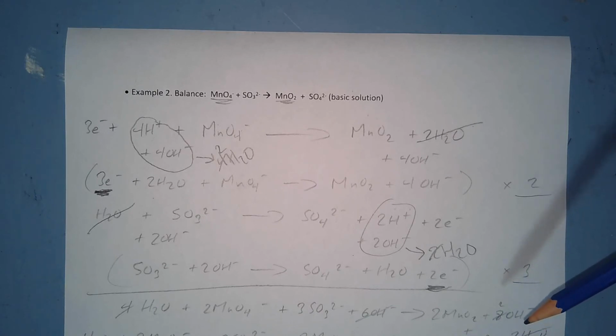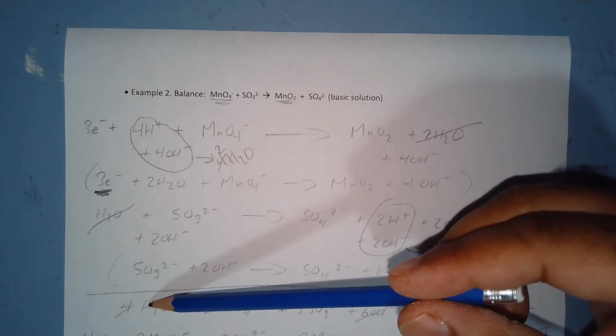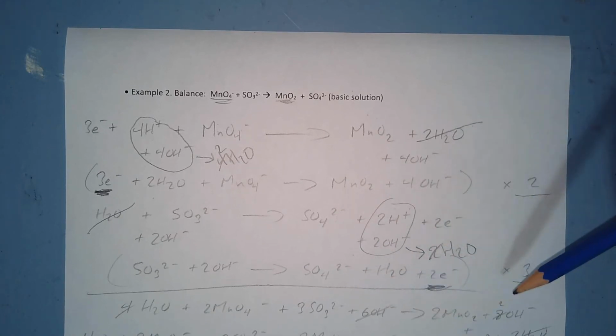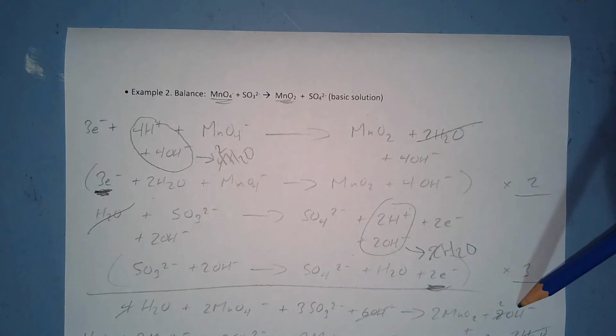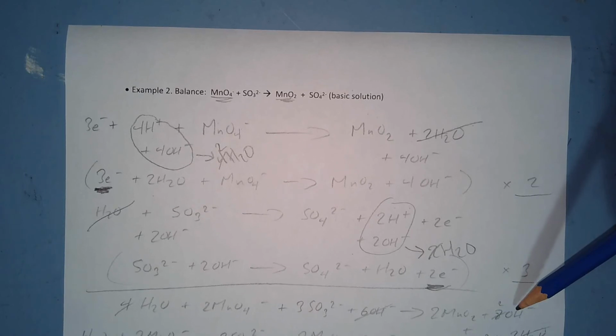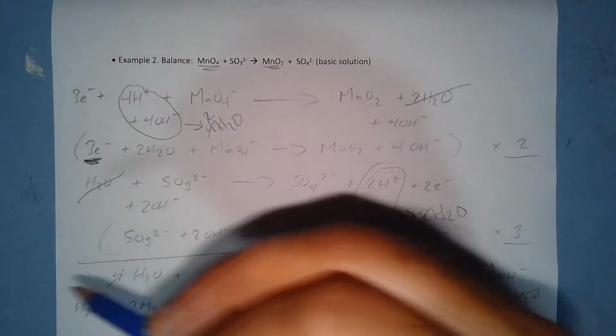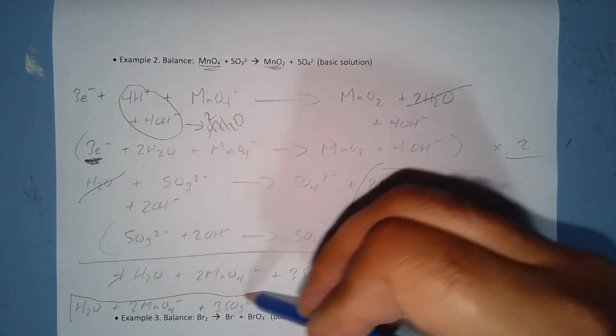And so now what you can do is you can cancel out, get rid of these 3 waters, and then that leaves 1 water left over here. And then you can get rid of the 6 OHs, that leaves you 2 OHs over here. Okay, so this is the reaction here. Okay, so this is the balanced reaction.